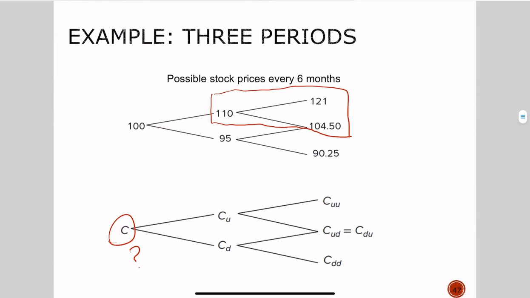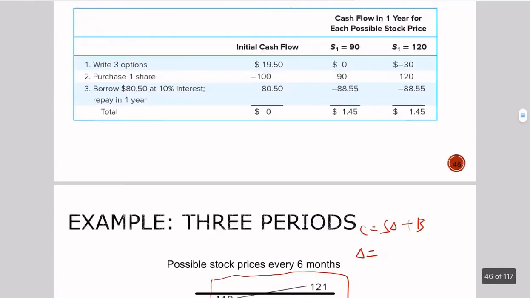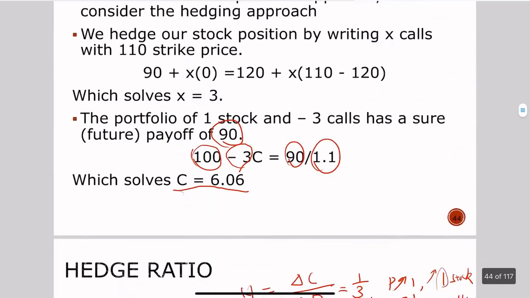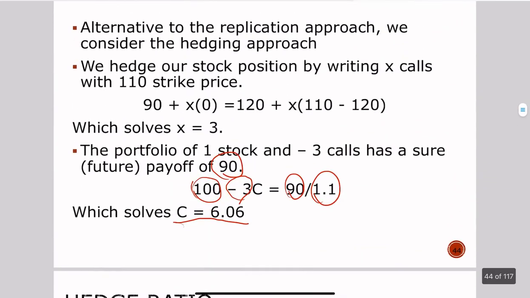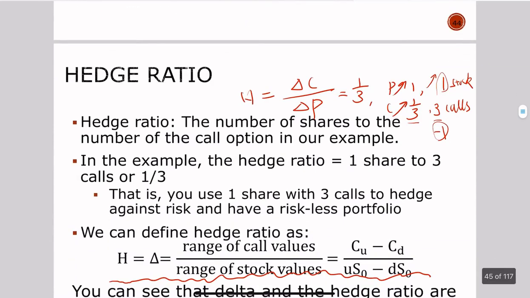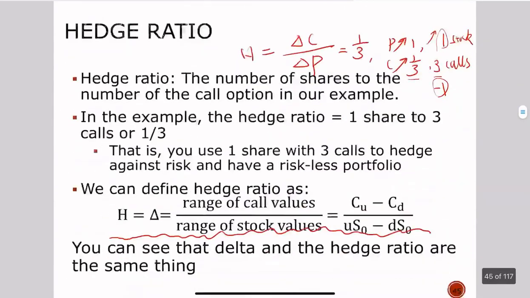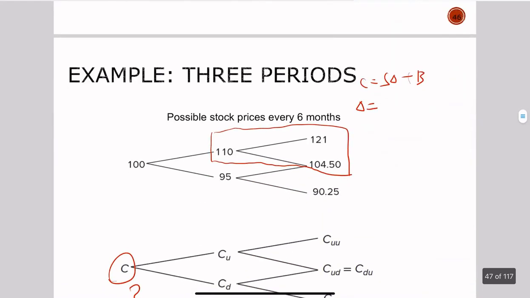In the replication approach, we know that C equals S delta plus B. And what is delta's formula? Okay, to be honest, I can't memorize this. So let me see. Let me find out the delta here. So I'm looking at my computer and I'll copy this formula. So delta is Cu minus Cd divided by US0 minus DS0.